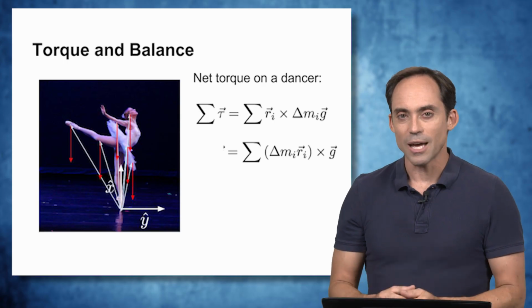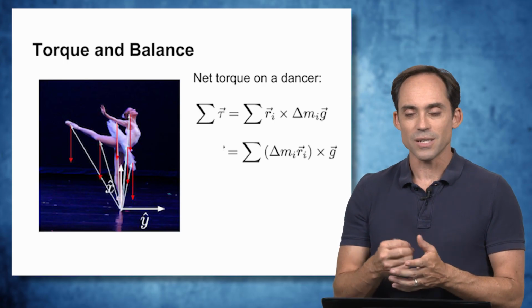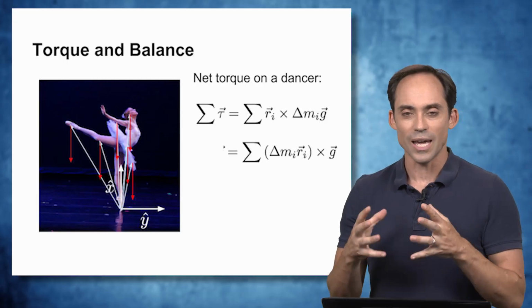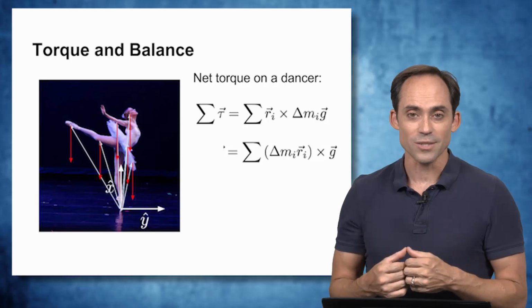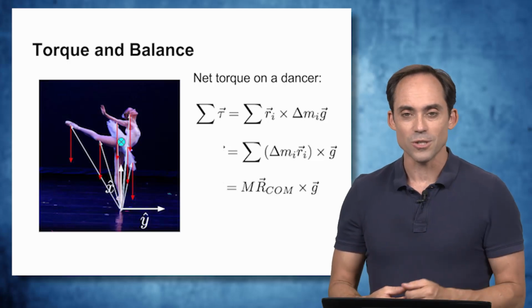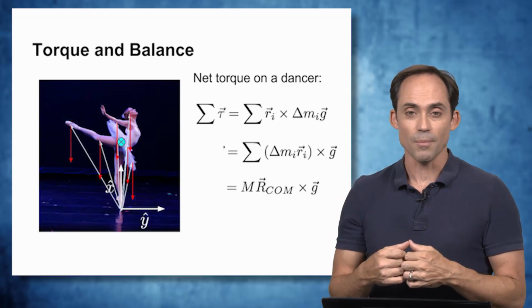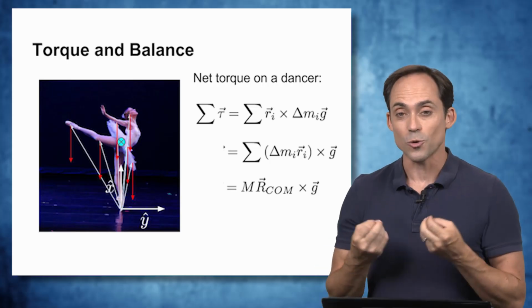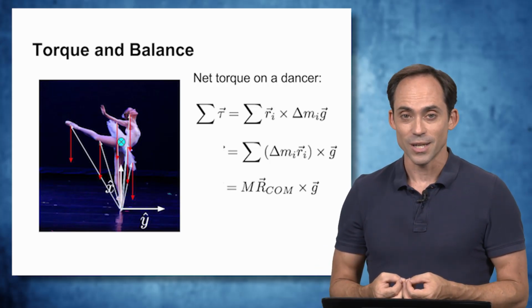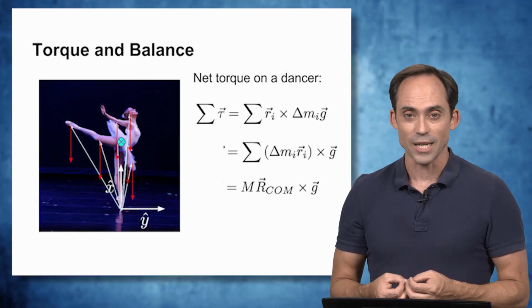And now you see something that perhaps you've seen before, the sum of the masses times the positions where they lie in a system or in an object. Well, that's just the total mass times the center of mass position. So the sum of all the torques is really just the total mass times the center of mass position cross this gravitational acceleration, because that gravitational acceleration is acting on every single part of the dancer's body.